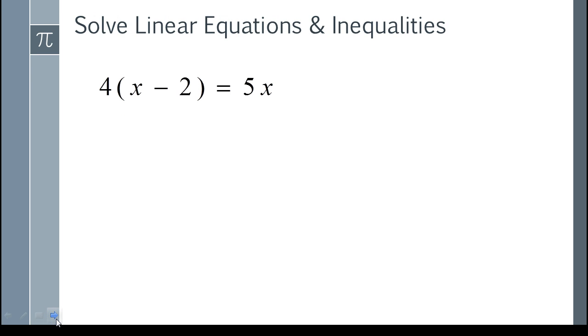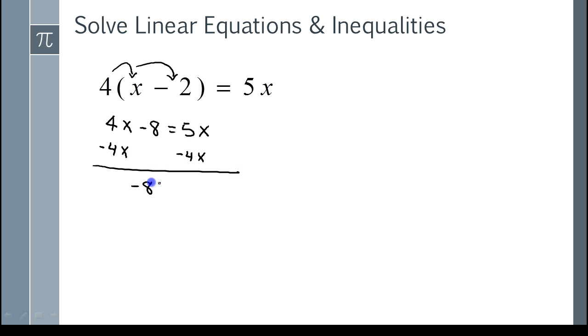If I have something like 4 times (x minus 2) equals 5x, hopefully you remember that our first step should be to distribute 4 to both items on the left. So we get 4x minus 8, that needs to equal our 5x. Next, I need all my x's on one side and my non-x's on another. So I'm going to choose to move the 4x over to the right-hand side, which will give me that negative 8 is equal to x. Hopefully we should remember that from algebra.